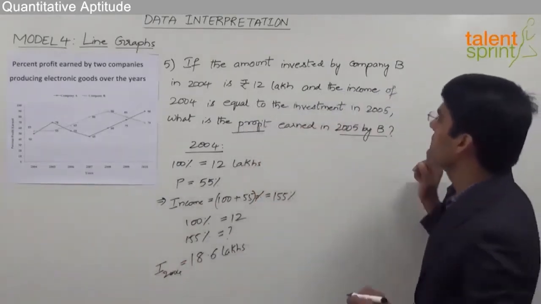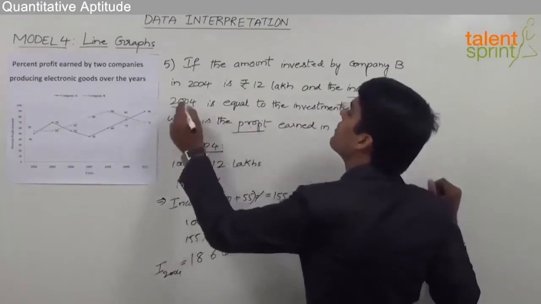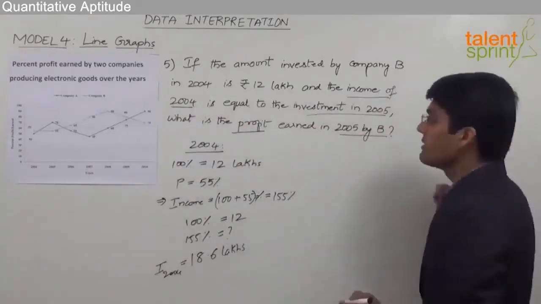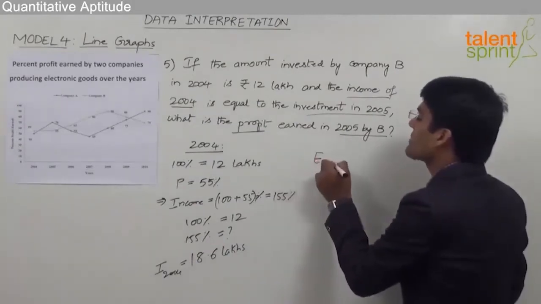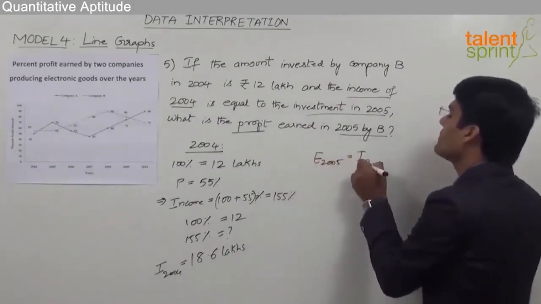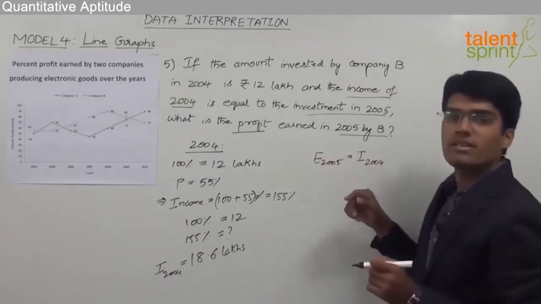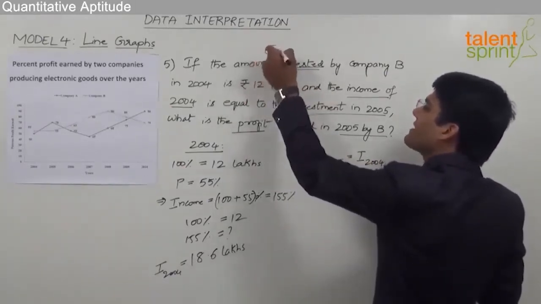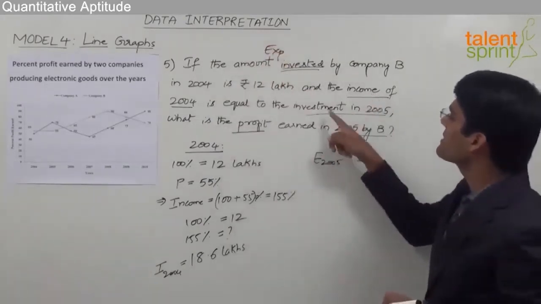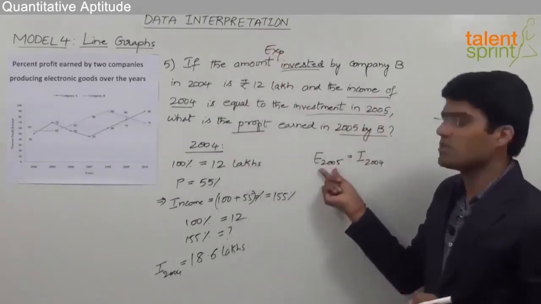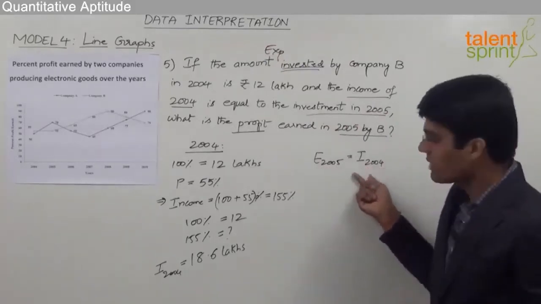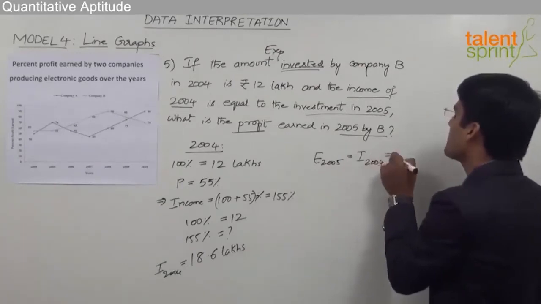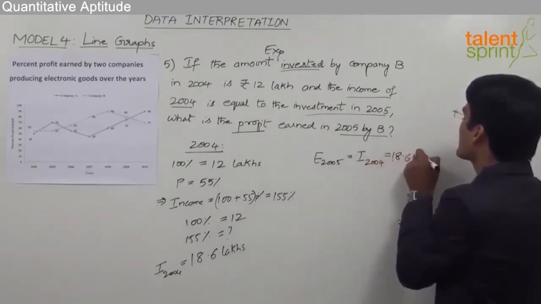Now, as per the given question, we know that income of 2004 is equal to investment in 2005. Investment is nothing but expenditure, let's say. So we can say that expenditure in 2005 is equal to income of 2004. Remember friends, in all these questions we have been treating investment or the amount invested as expenditure. So that is the reason investment in 2005 here is taken as expenditure in 2005. That is equal to income of 2004. We know that income of 2004 is 18.6 lakhs. So we can say expenditure of 2005 is 18.6 lakhs.